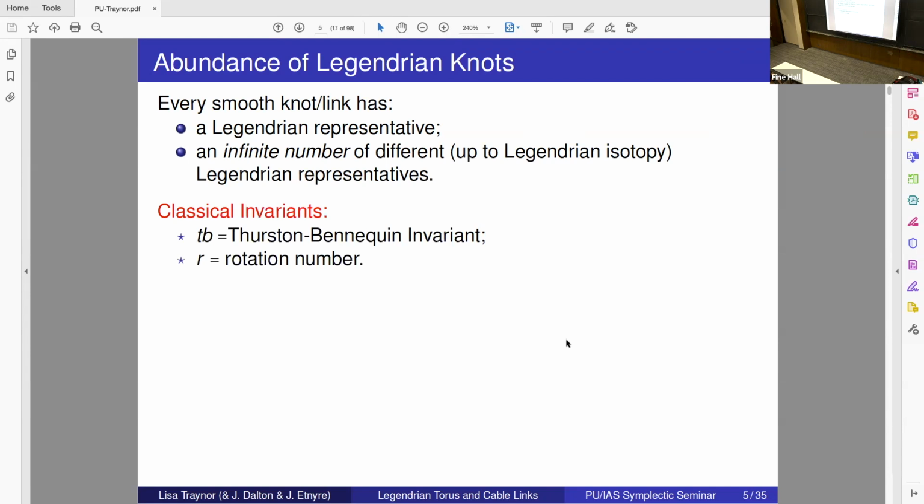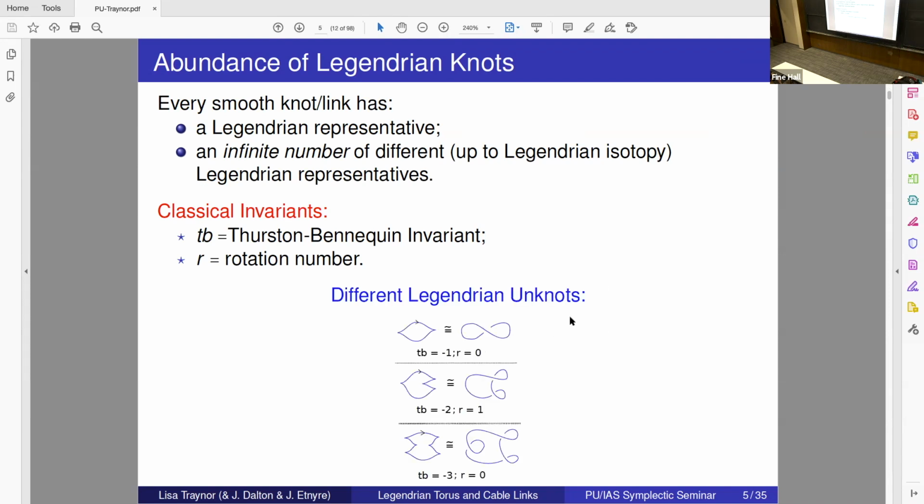There are two classical invariants known as the Thurston-Bennequin and rotation numbers. Here's an example. Take a Legendrian unknot; an unknot is just a circle in the smooth world. These are all Legendrian, but they're different Legendrians. They're all Legendrian unknots, but different Legendrian unknots. You can see this by the classical invariants. The TB you can count very easily from crossings and combinatorial counts of the cusps. This is just a different projection of it.